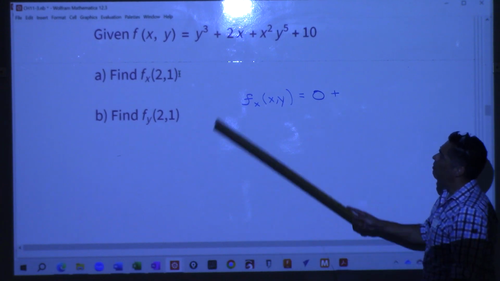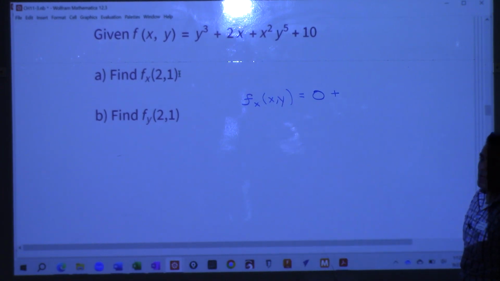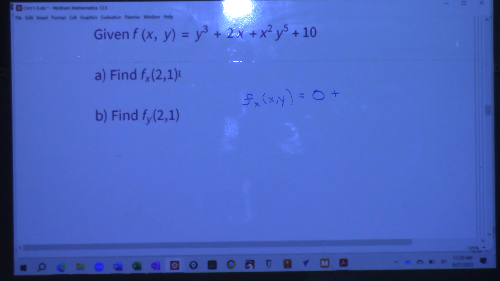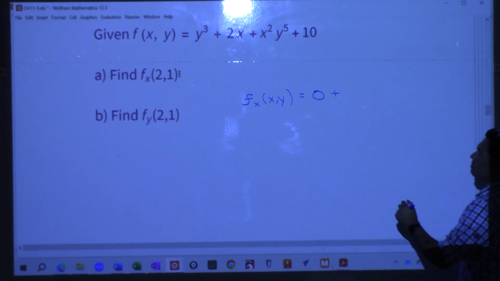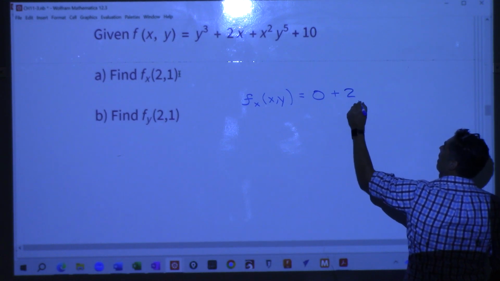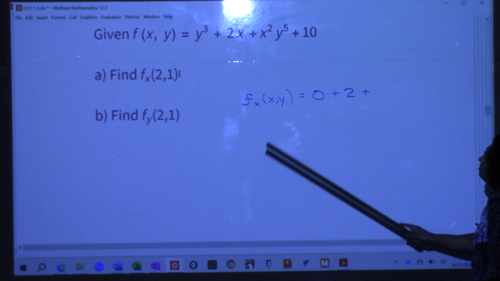Plus. Okay, what's the derivative of 2x? Now, x is our variable. So we go back to like Cal 1 idea. What's the derivative of 2x? 2.